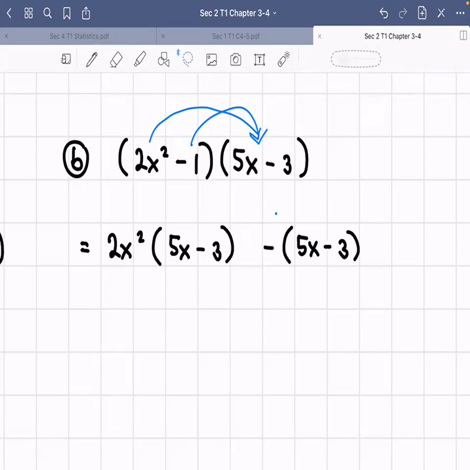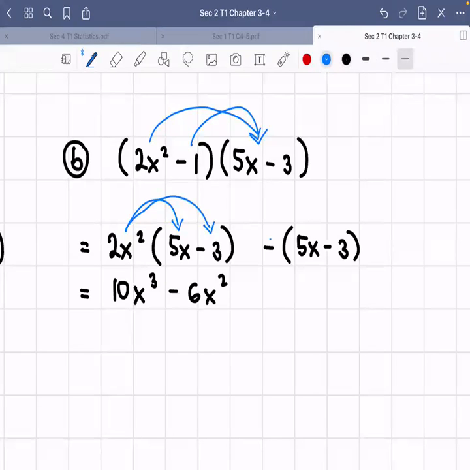So you know the drill. This one times this gives me 10x cubed. And then 2x squared times 3 gives me negative 6x squared. And then next, negative times positive 5x will give me a negative 5x, and negative times a negative 3 gives me a positive 3.